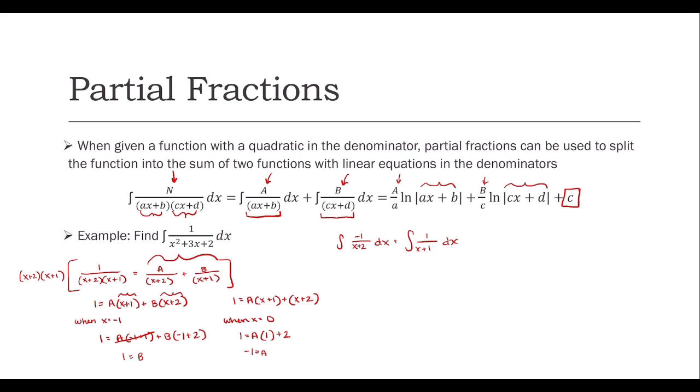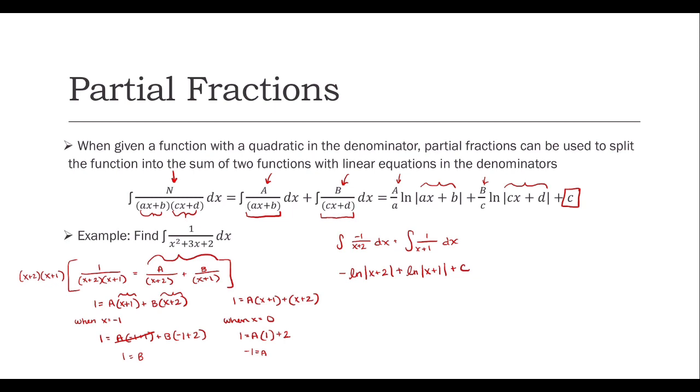So our integral of -1 over x plus 2, we can pull the negative out front, and the antiderivative of 1 over x plus 2 is the natural log of the absolute value of x plus 2. And then we have plus the integral of 1 over x plus 1, so that's the natural log of the absolute value of x plus 1. And then we don't want to forget our plus c.